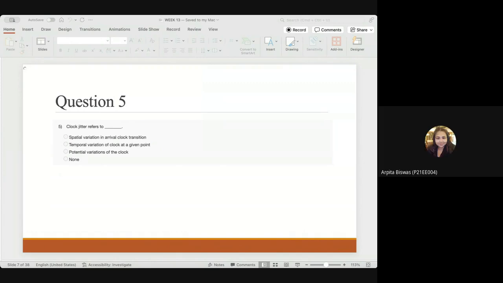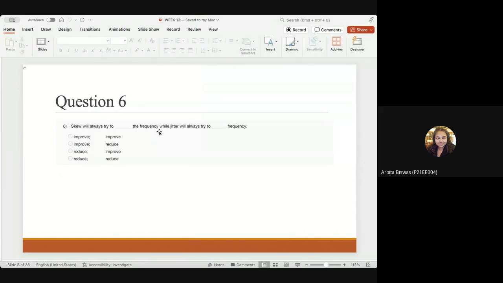So what is the right answer? Question number 5, the right answer is option B. Okay, temporal variation of a clock at a given point. So next move toward question number 6.